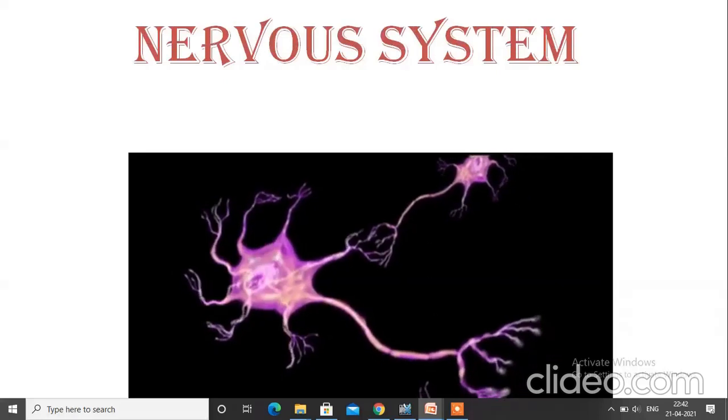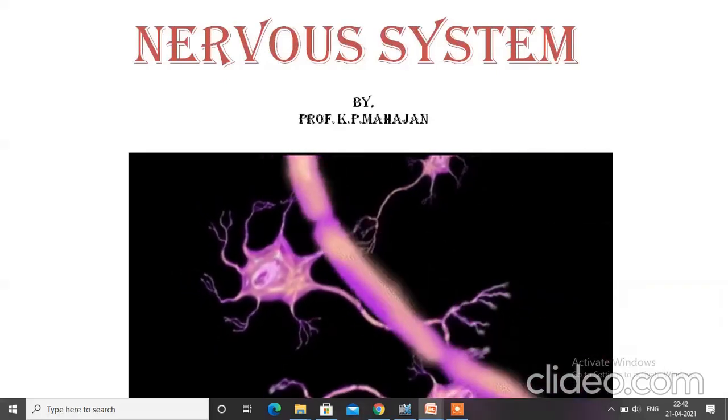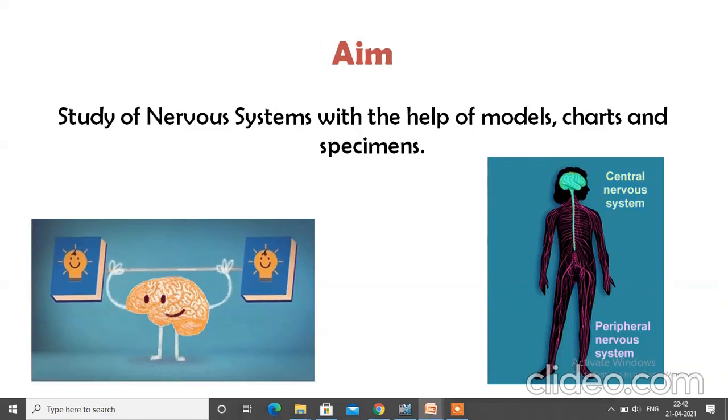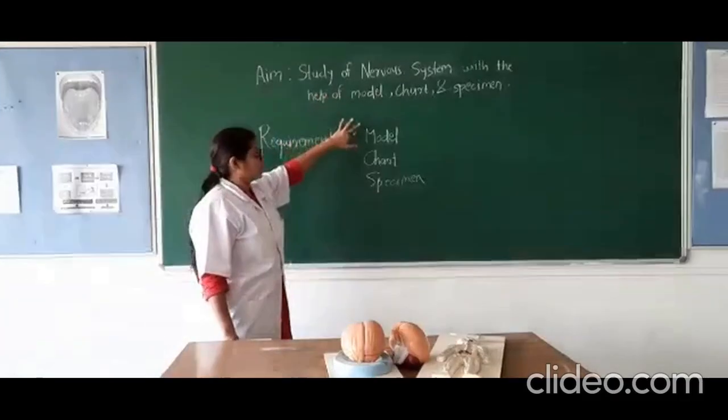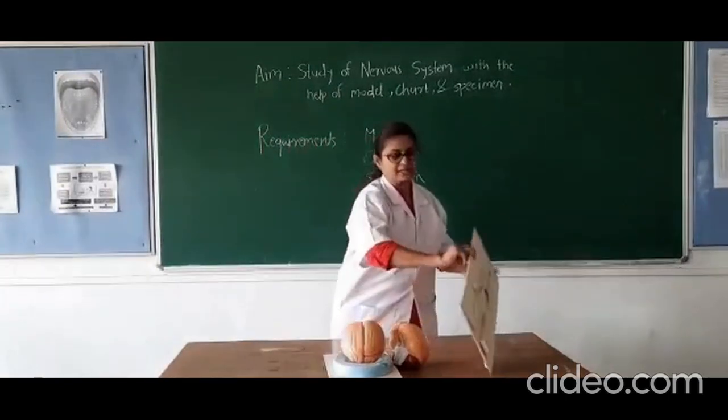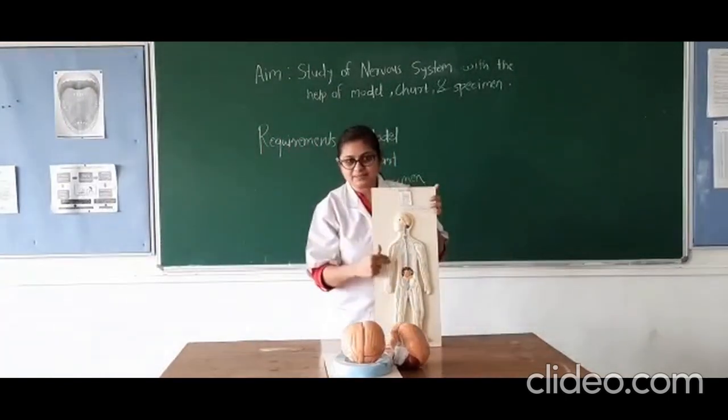Today starts with the nervous system. Aim for today's practical study of the nervous system with the help of models, charts and specimens. The requirements of the nervous system practical are model, chart and specimen. Now see, here is the model of the nervous system.